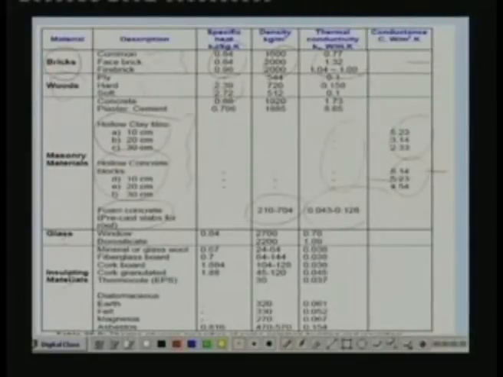These kinds of properties are available in air conditioning design data books such as ASHRAE data books or other air conditioning books. Looking at the tables, you can take the properties like specific heat, density, thermal conductivity or conductance. If you are calculating the overall heat transfer coefficient, you can use either the conductance value or the thermal conductivity and thickness, and find the overall heat transfer coefficient. From the overall heat transfer coefficient and the temperature difference, you can find out the heat flux through the wall.